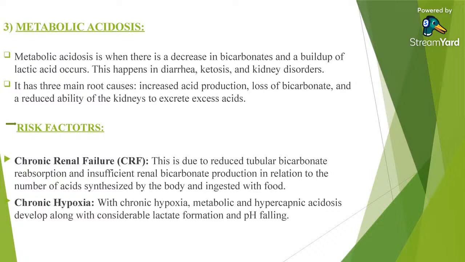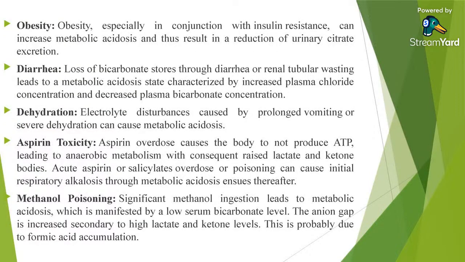Chronic renal failure is due to reduced tubular bicarbonate reabsorption and insufficient renal bicarbonate production in relation to the number of acids synthesized by the body and ingested with food. Chronic hypoxia. With chronic hypoxia, metabolic and hypercapnic acidosis develop along with considerable lactate formation and pH falling. Obesity, especially in conjunction with insulin resistance, can increase metabolic acidosis and thus results in reduction of urinary citrate excretion.